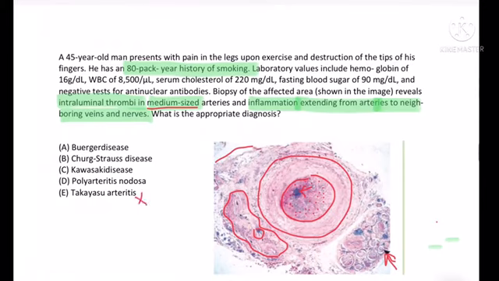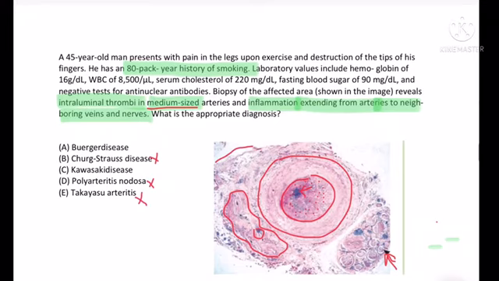Kawasaki, it could be the answer. Polyarteritis nodosa is again a small vessel vasculitis. Churg-Strauss disease is also a small vessel vasculitis, and usually involves the capillaries. There will be capillary hemangioma, cavernous hemangiomas we can see in Churg-Strauss disease. So we have competition between two options. Option A, Buerger disease. Option B, Kawasaki disease. So I will give you the differentiation between Buerger and Kawasaki disease.